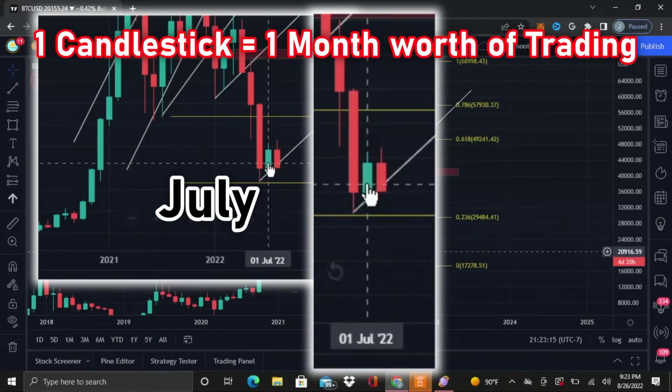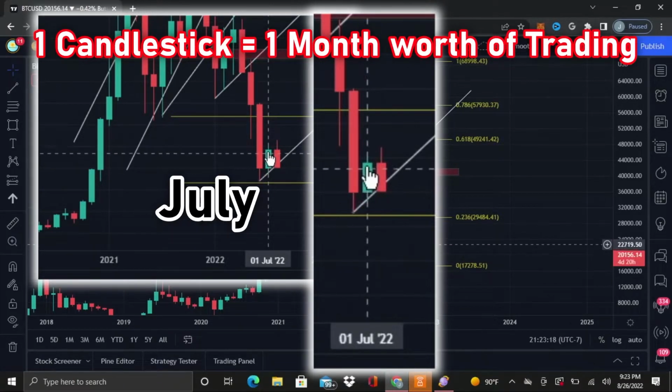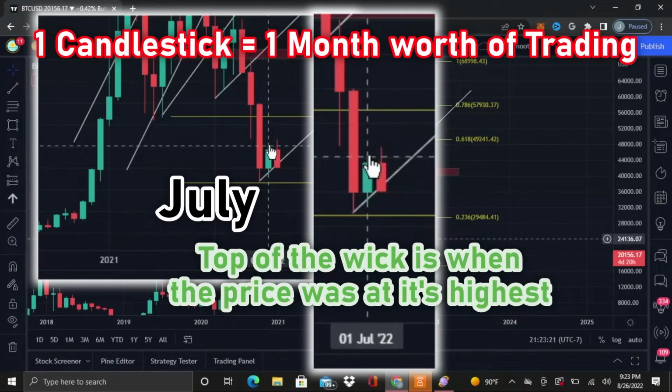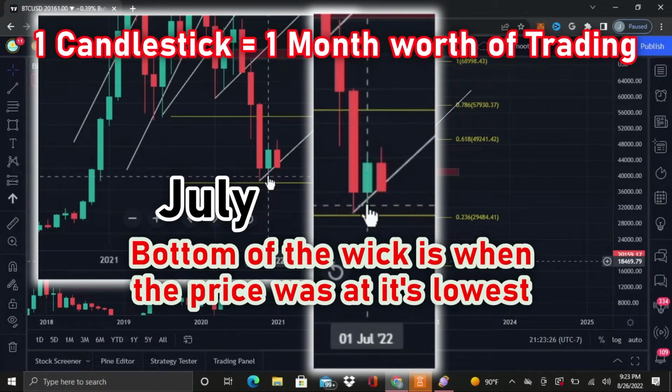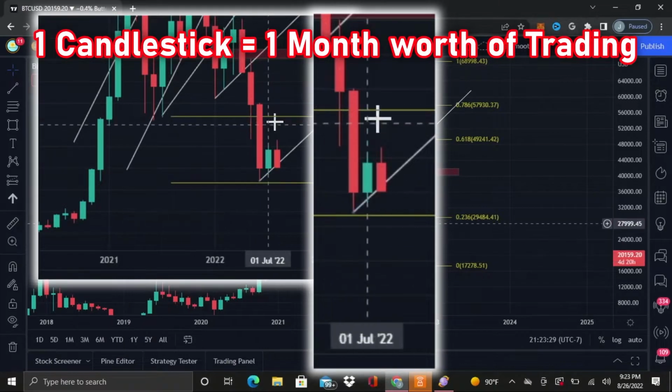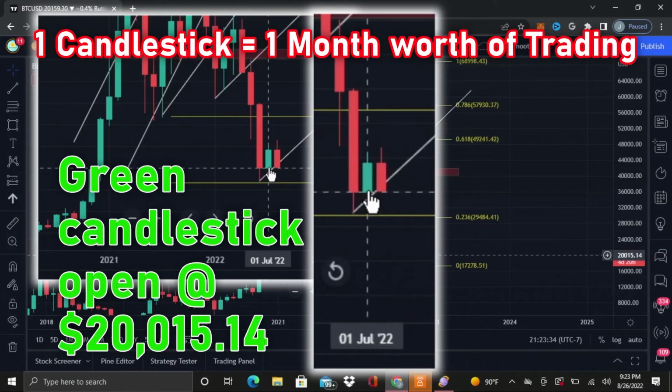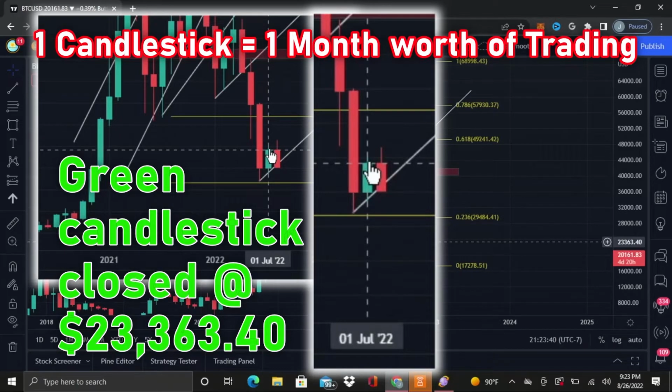So for all of July, this is the price action that we had. It looked far better the entire month. The top of the wick again is the highest point price went. The bottom of the wick is the lowest price went for that month. And they work the same. So, you know, we dump down here. This is where the green candle opened at $20,015. We closed at $23,363. So that made the candle green because when the candle body closed, we were above the open. Okay.